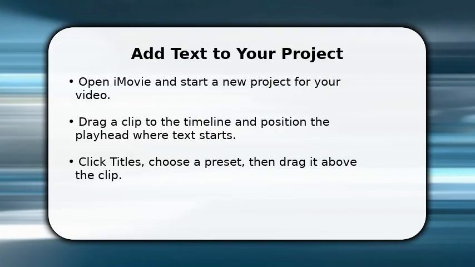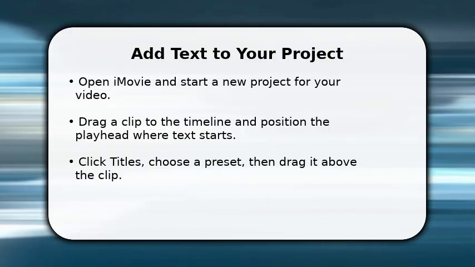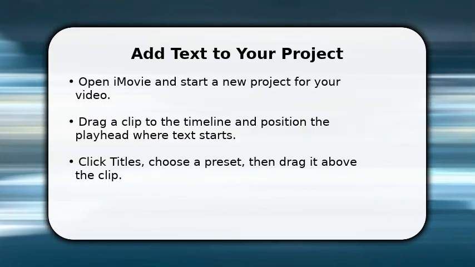Choose a title style that matches your scene and drag it above the clip where the playhead is placed. Release to add a title overlay and select it to begin editing the text content. Double-click the title overlay in the timeline, then type directly into the preview to edit the text.